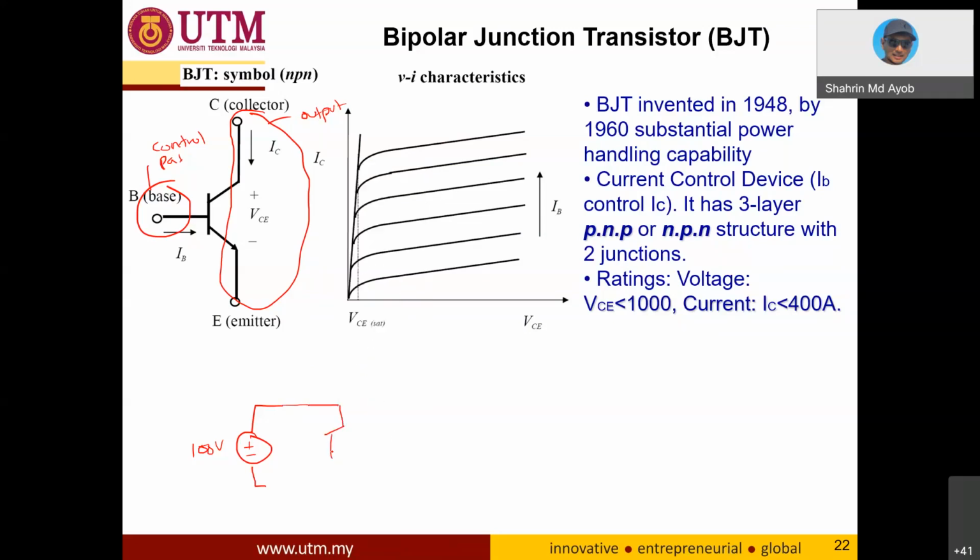This is your BJT. This is your base. As you can see, this base actually comes from your microprocessor. The signals come from your microprocessor, and this BJT will connect. This is your collector, and this is your emitter. This collector and emitter will be connected directly to the power circuit. Maybe you have a resistor here.